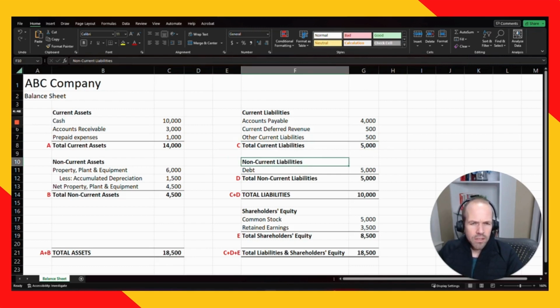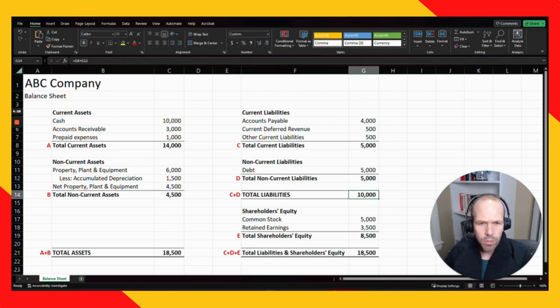Non-current liabilities are longer term liabilities that are not due in the next 12 months. And so debt is the most obvious one there. In this example, there's debt of $5,000. So that makes total liabilities, or C plus D, total current liabilities plus total non-current liabilities, of 10,000.